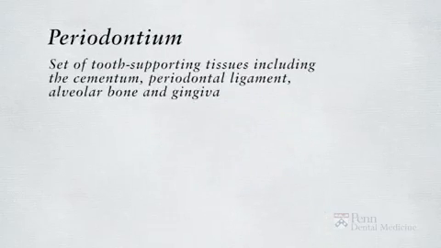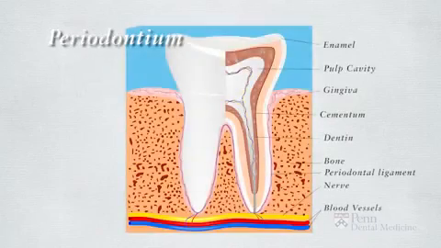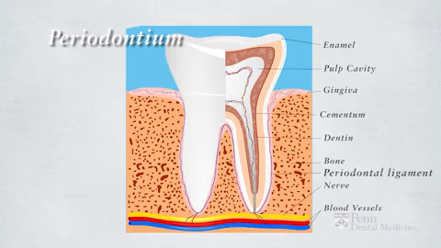Hello, in this section we're going to discuss the form and function of the periodontium. Periodontium is defined as a set of supporting tissues, including the cementum, periodontal ligament, alveolar bone, and gingiva. In this image, we can visualize these structures in place. It demonstrates the periodontal ligament, which is the thin structure attaching the tooth to the bone. You can see the cross-section of the gingival tissues, the root and the crown of the tooth.